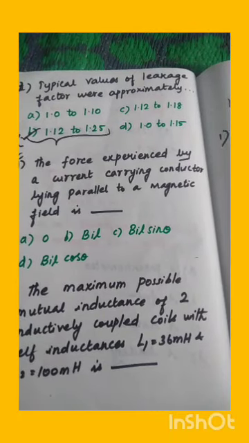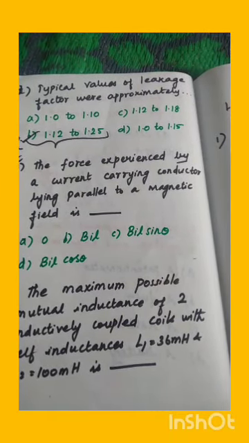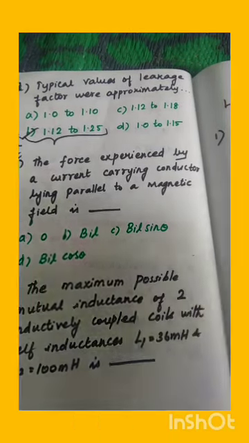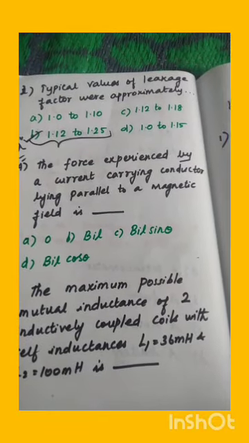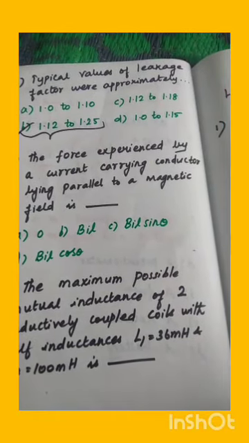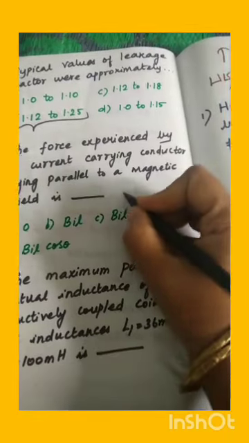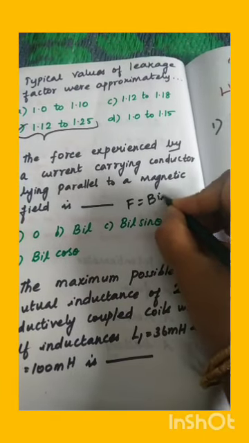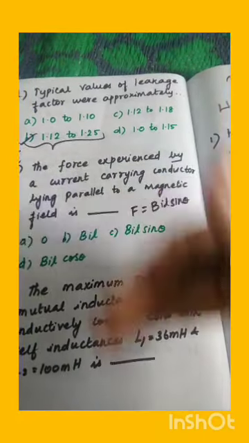The 4th question, the force experienced by a current carrying conductor lying parallel to the magnetic field is dash. The 4 different options given are 0, BIL sin theta, BIL cos theta. We have studied that F is equal to BIL sin theta. Am I right? If we evaluate it, it becomes a big process.